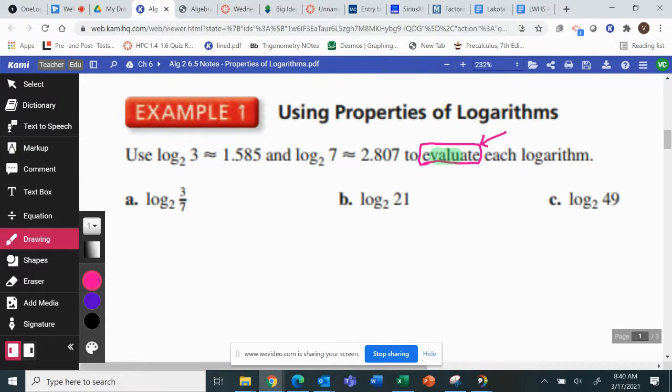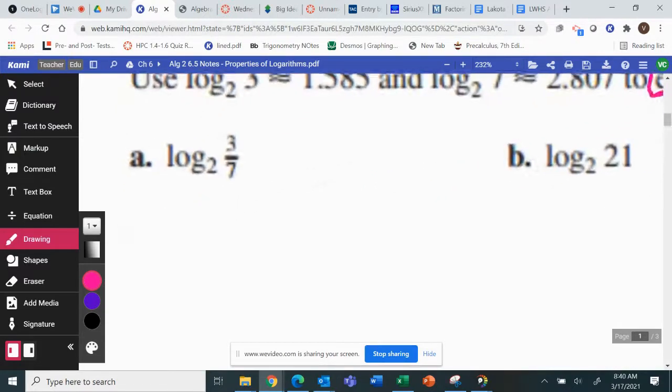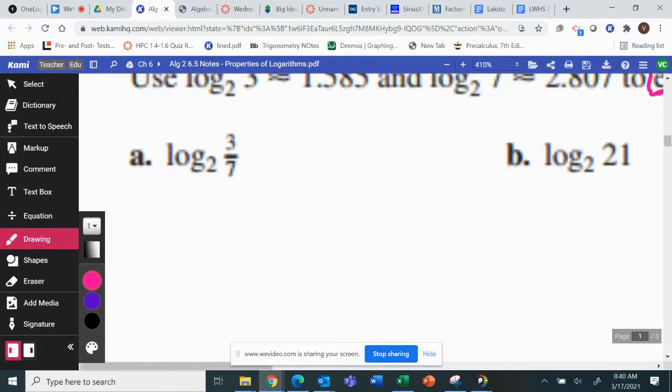So we're going to use our properties. The first one is log base 2 of 3 divided by 7. We have a property that talks about division. What does it say to do for division? It says subtract. So what we're going to do, and we're going to write down the steps so that you have them all as notes, I'm going to rewrite this as log base 2 of 3 subtract log base 2 of 7. So when I change it into subtraction, both parts have that log.